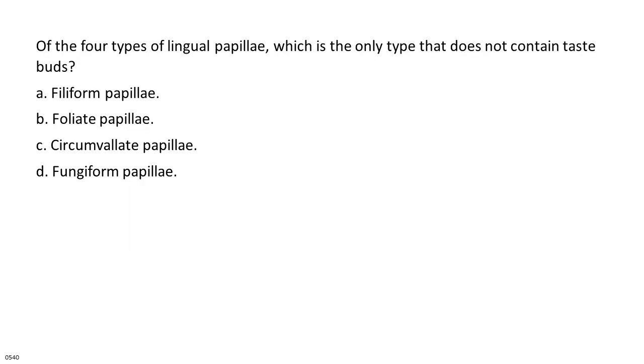Of the 4 types of lingual papillae, which is the only type that does not contain taste buds? A. Filiform papillae. B. Foliate papillae. C. Circumvallate papillae. D. Fungiform papillae.